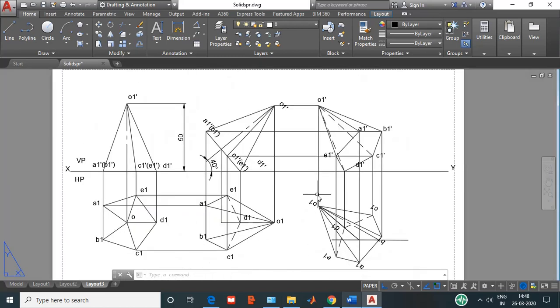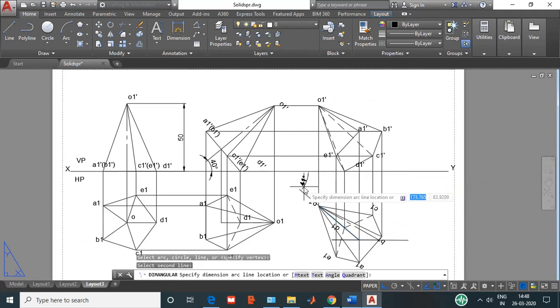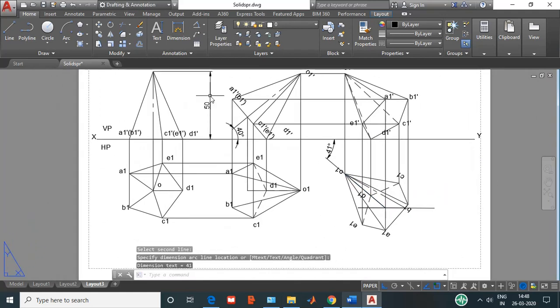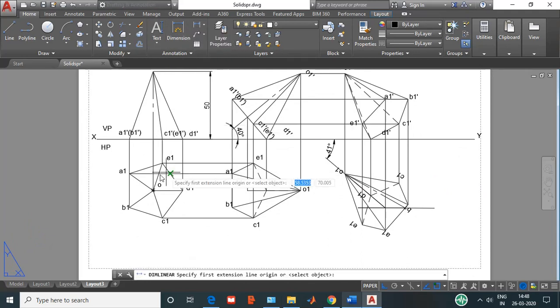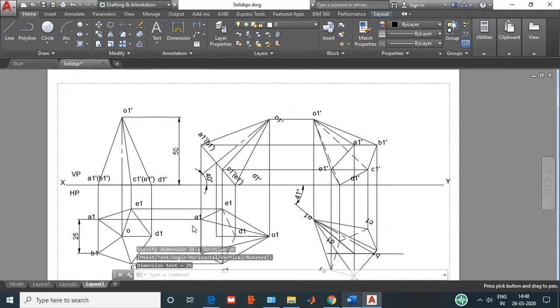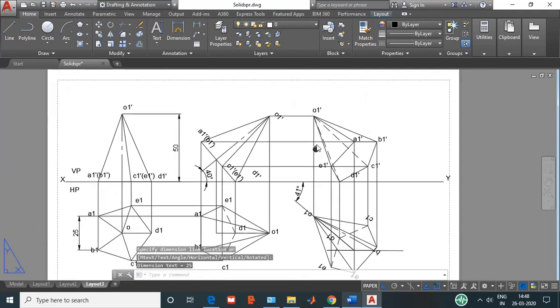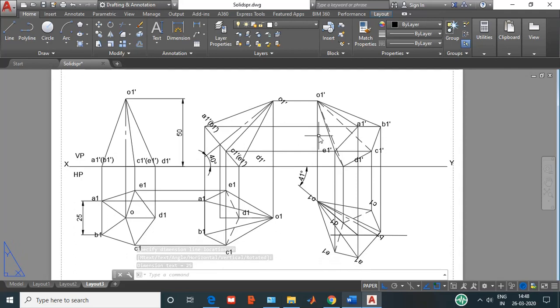Apart from this, you need to show the apparent inclination, which I have not shown here, and then you need to show the edge length of the pentagonal pyramid, edge length and axis length. That's it. Okay, so please go through the video once completely and try to solve it.